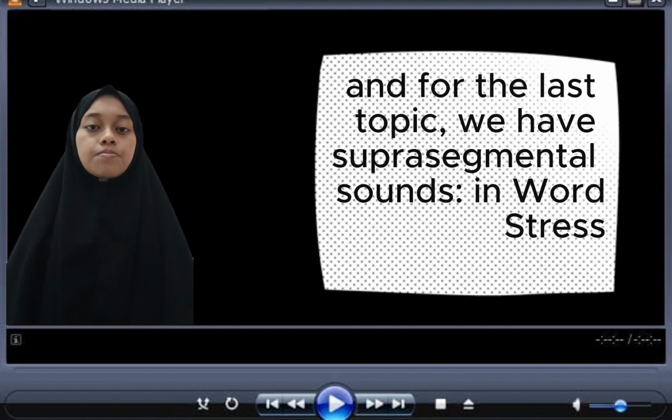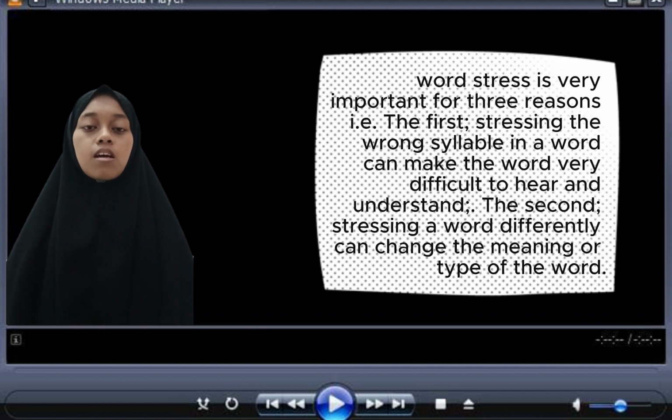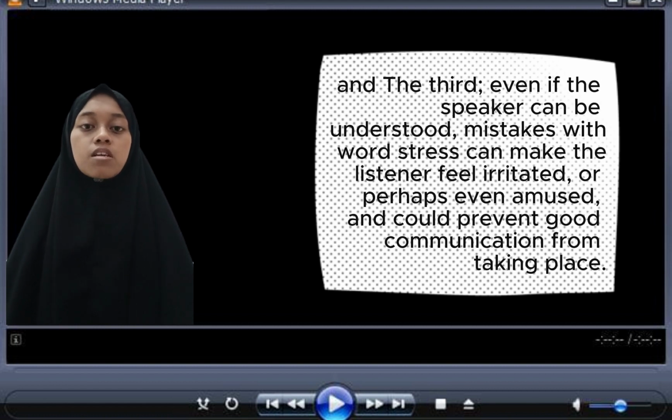And for the last topic, we have suprasegmental sounds in word stress. As you know, word stress is very important for three reasons. The first, stressing the wrong syllable in a word can make the word very difficult to hear and understand. The second, stressing a word differently can change the meaning or the type of the word. And the third, even if the speaker can be understood, mistakes with word stress can make the listener feel irritated or perhaps even amused, and could prevent good communication from taking place.